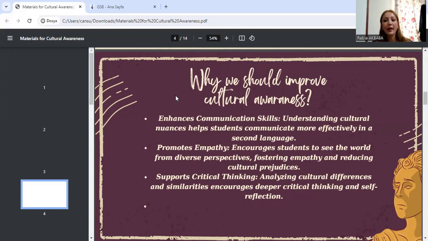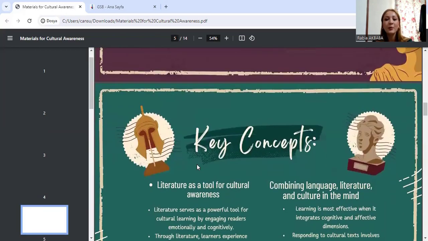Supports critical thinking. Analyzing cultural differences and similarities encourages deeper critical thinking and self-reflection. Of course, it helps our critical thinking. And not last week, but we talked about critical thinking and how to improve it.